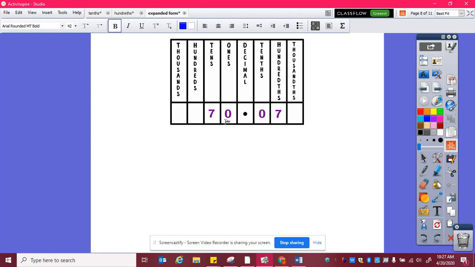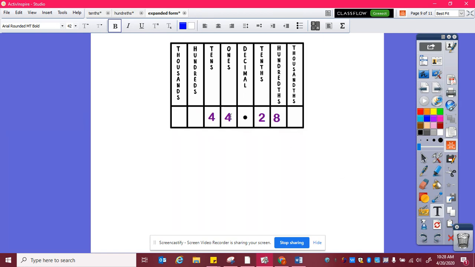Here I have 70 and 7 hundredths. To write that in expanded form, I need to represent my tens, which is 7, so that's 70. Plus, I do not have any ones or any tenths, but I do have 7 hundredths. The 70 and 7 hundredths is 70 plus 7 hundredths.